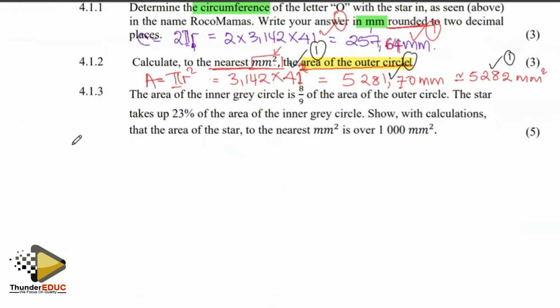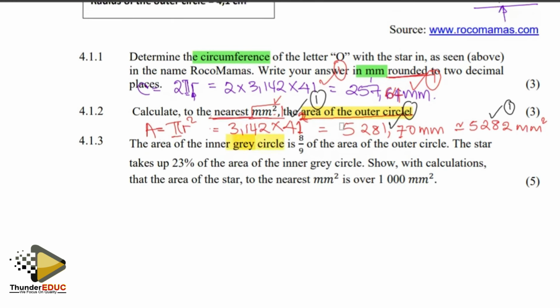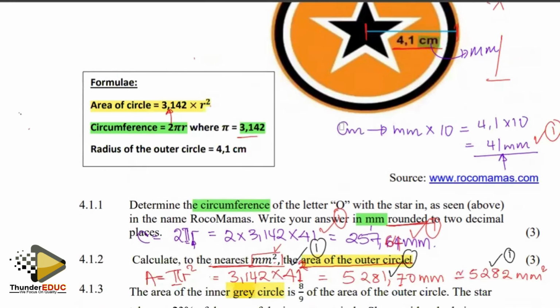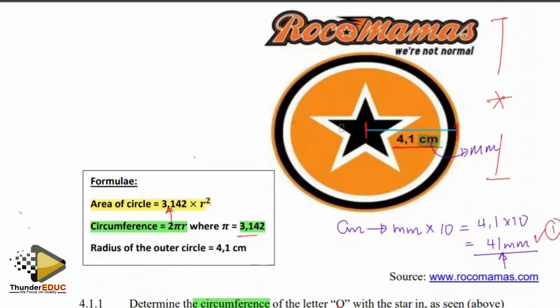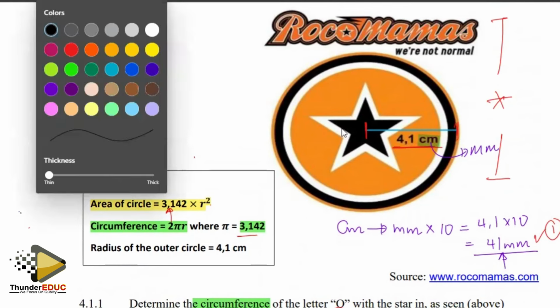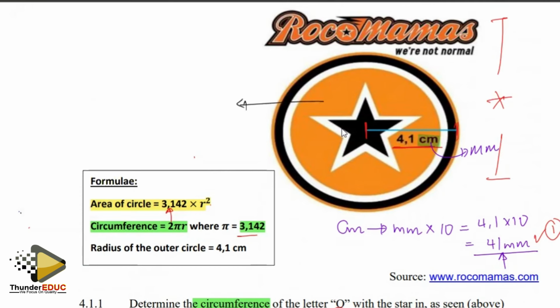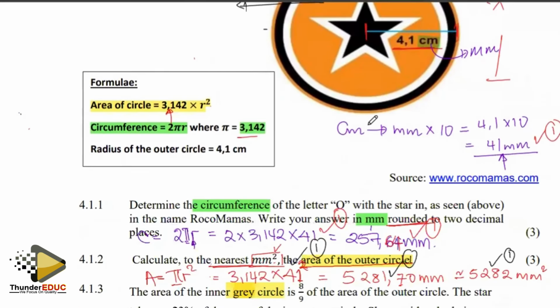Question number 4.1.3. It wants us to calculate, show with calculations. Okay. Now, look at this scenario here. Read and understand very well. The area of the gray circle. It is the gray because those ones were printed in black and white, but the gray circle was this part here. This was gray for those who had black and white. Those who printed in color, it's yellow.